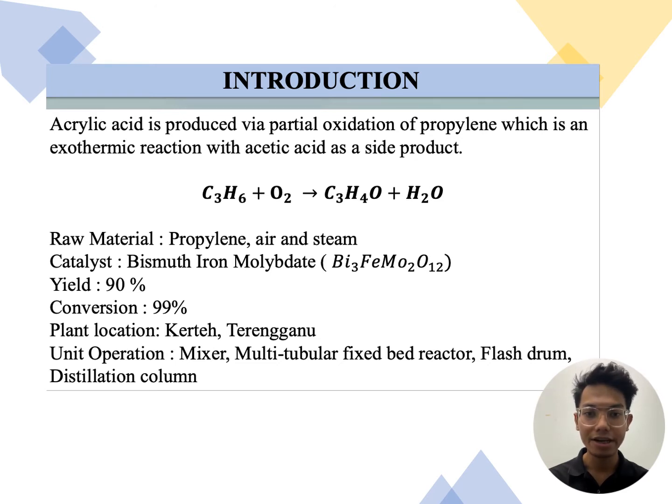Next, the production of acrylic acid involves several unit operations, such as mixer, multi-tubular fixed bed reactor, flash drum, and distillation column. Lastly, the plant location is at Kerteh, Terengganu, which has a direct propylene pipeline feed from Petronas. Next, I will pass to Alia to explain the objective and the block flow diagram.